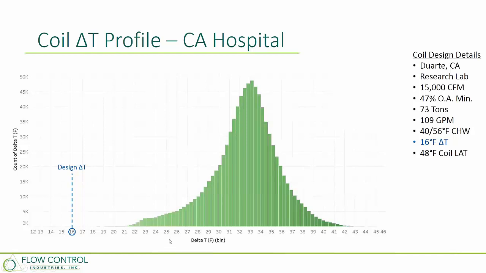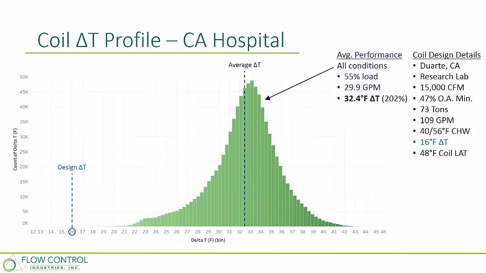When we look at the actual operating data from that coil, this is the profile that we see. Here's our design delta T way down here on the left, and our average delta T is operating at about 32 degrees over the 2-year period in cooling operations. So when that chilled water valve is open, we average about 55% load on that coil, just under 30 gallons a minute on a coil designed for almost 110. And again, a 32-degree delta T on a coil designed for 16 degrees. Okay, is that an anomaly? Well, we'll keep looking at the other facilities as well, right?